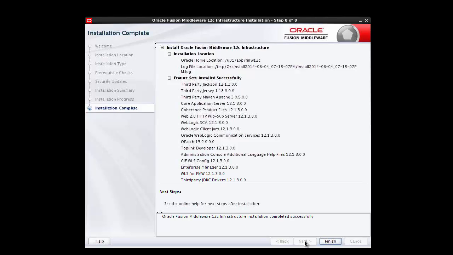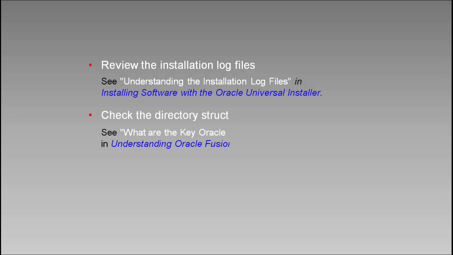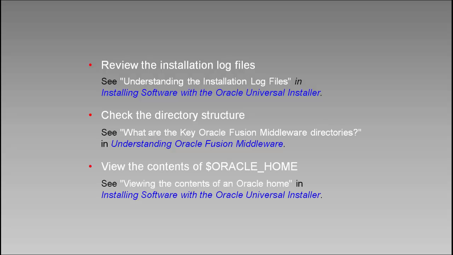This final screen looks a lot like the summary screen that we saw before running the installation, but it reflects each of our options as completed. We can review the information on this screen before we click Finish to dismiss the installer. There are several steps you can take to verify the installation, including reviewing the installation log files, checking the directory structure, or viewing the contents of Oracle Home. For more information, check out each of the recommended documents on your screen.